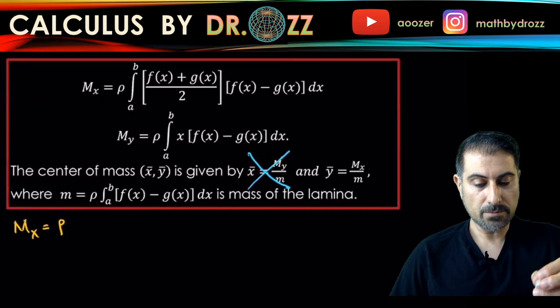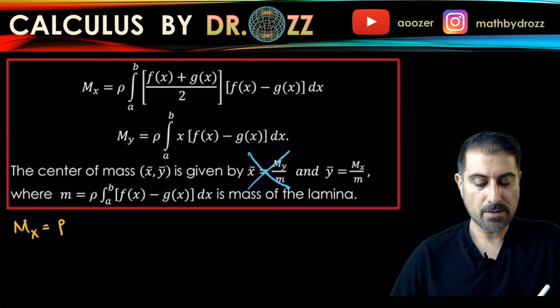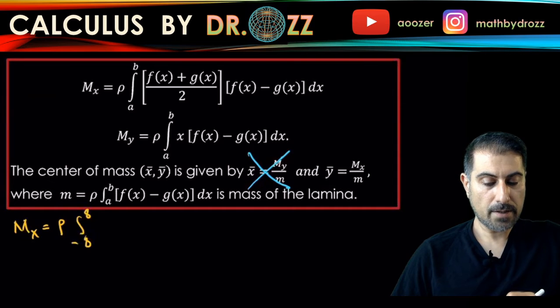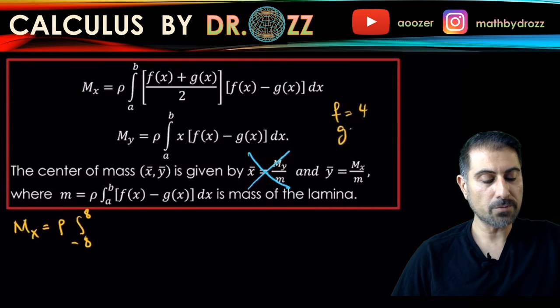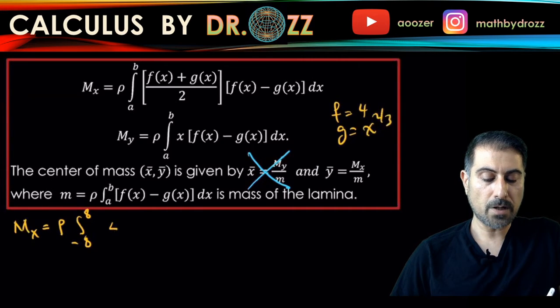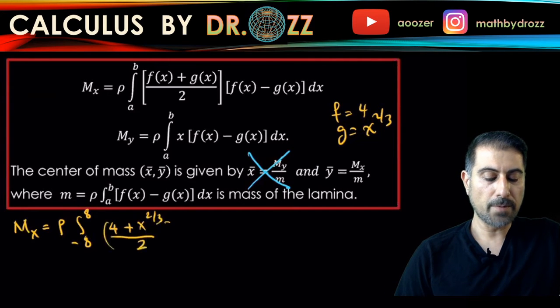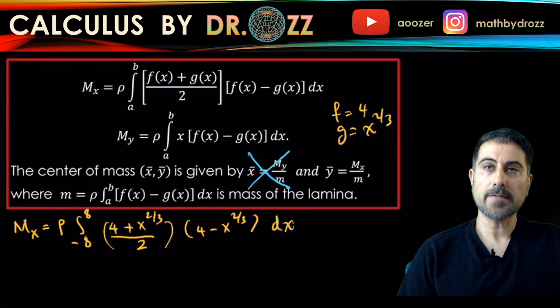So let's do that. Rho integral from -8 to 8. And m sub x, so, well, f is 4 and g equals x to the power of 2/3. So 4 plus x to the power of 2/3 divided by 2. That's f plus g divided by 2. And 4 minus x to the power of 2/3 dx. Okay, that is what we have here.